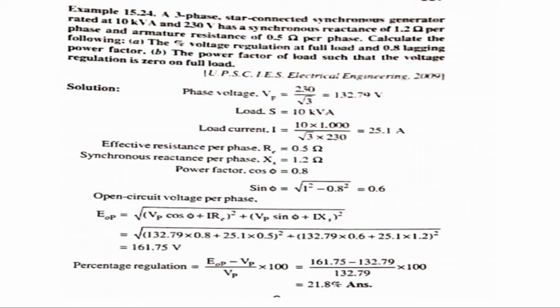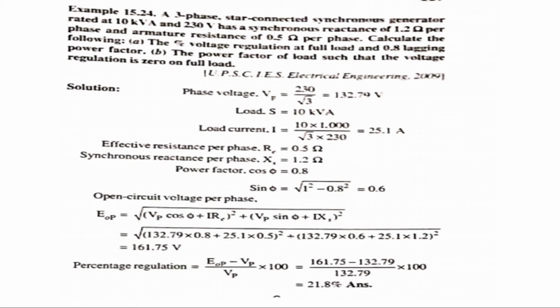Now let us see the next numerical. A 3-phase star connected synchronous generator rated at 10 kVA and 230 volts has a synchronous reactance of 1.2 ohm per phase and an armature resistance of 0.5 ohm per phase. Calculate the following: first, the percentage voltage regulation at full load and 0.8 lagging power factor; second, the power factor of the load such that the voltage regulation is 0 on full load.